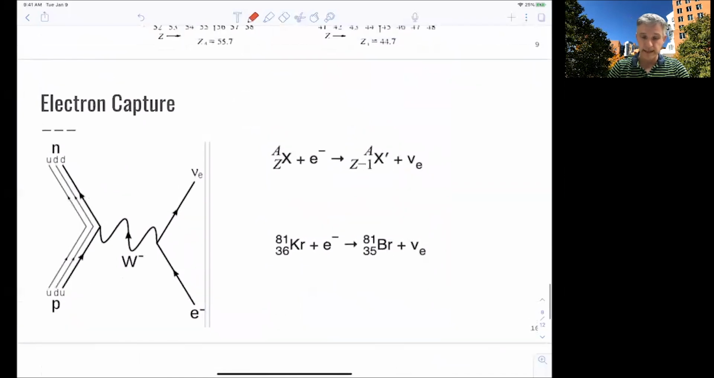Last but not least, electron capture. If you have a very massive nucleus, an atom, and the electrons, thinking about a cloud around this, some of the electrons can come very, very close and be captured into the nucleus. And you find this here. The time direction goes up. The proton captures the electron via the weak interaction, becomes a neutron, and emits a neutrino. An example is the electron capture of krypton into bromine.